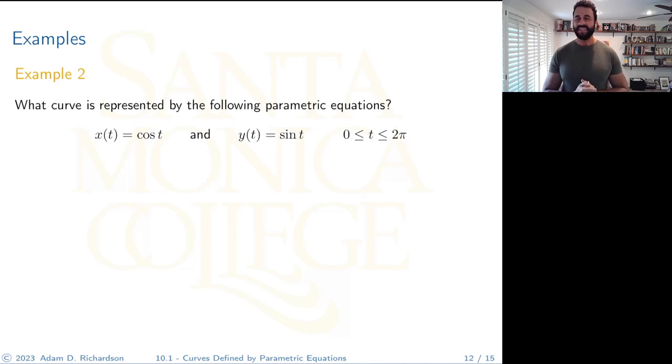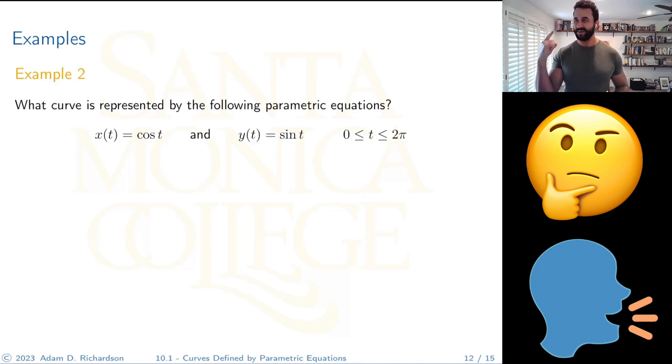So these are a couple examples that I want you to think about, and then we'll talk about them in just a moment. So this one, you don't have to write anything down, but you do have to say something out loud. What curve is represented by these parametric equations with that restriction? Go. Think about it and say it out loud.